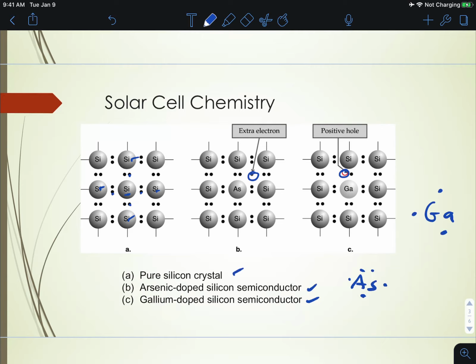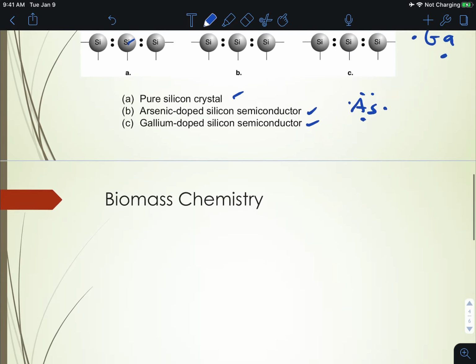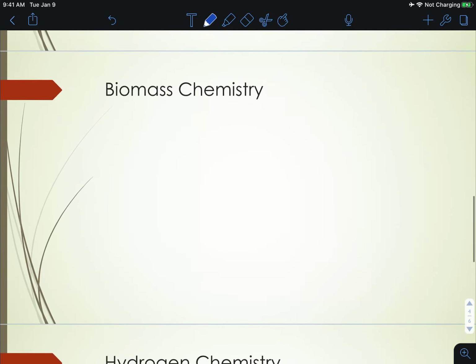Okay, so this is going to be key. This charge imbalance is going to be key, so that when the sunlight strikes it and excites an electron, it now can be attracted towards this positive hole, and these electrons can move and flow, and this is what's going to give you your flow of electricity. And that's what's key to creating solar cells. That's a little bit of the chemistry that your textbook doesn't have, and I just wanted to share that with you. Now let's take a look at biomass chemistry.